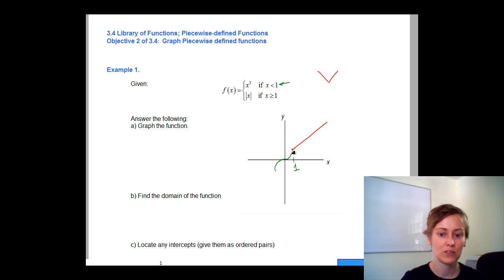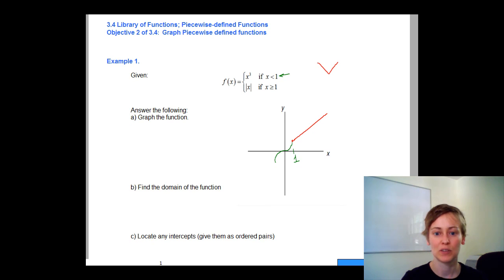And these two graphs meet at the same place, and the reason they meet at the same place is if you were to plug in x equals 1, even though you're not allowed to right now, if you did, you would get that the graph of x cubed is approaching 1 cubed. Okay, so that's why they meet like that. So that's the answer to part A.